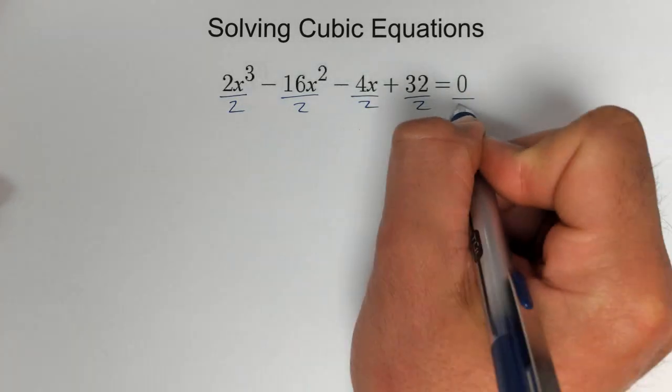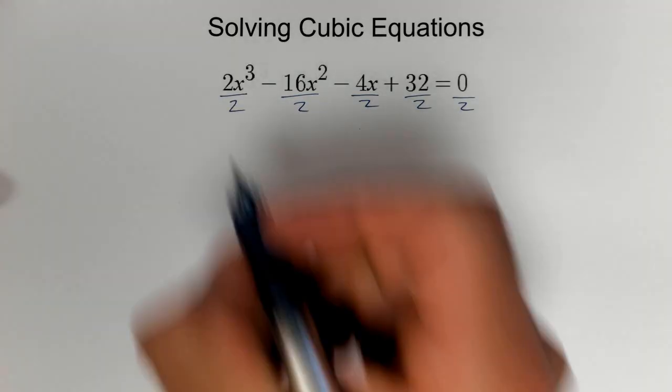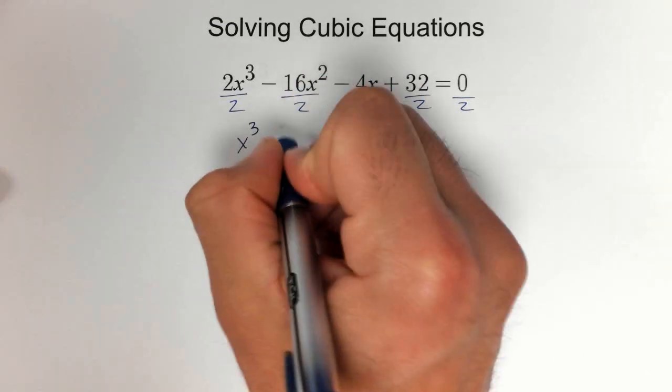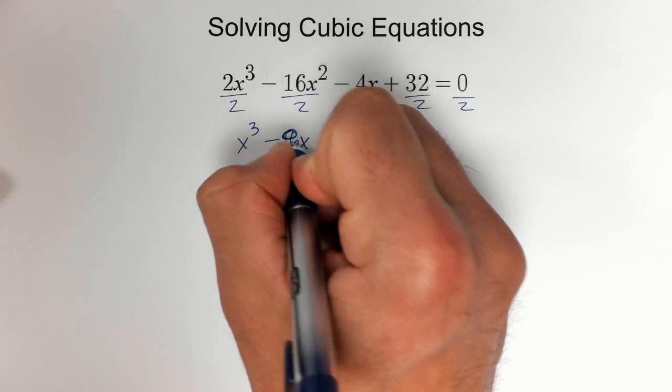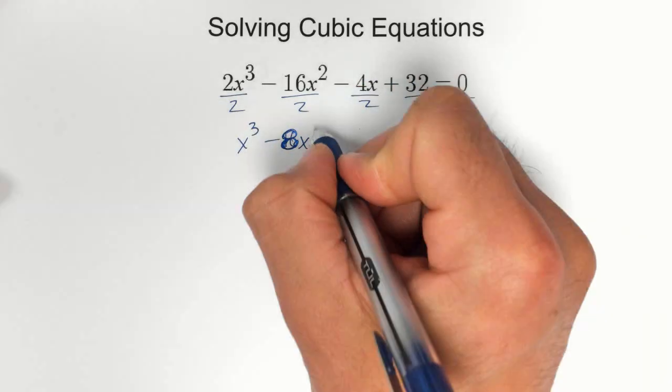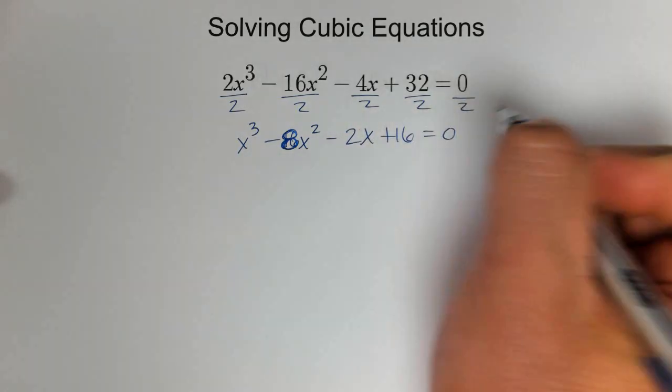So I'm going to do that. I'm going to simplify the equation by dividing everything by 2 so that I can work with smaller numbers versus bigger numbers. The problem will work the same either way, but this will simplify the process a little bit. And that leaves me with x cubed minus 8x squared, because I'm dividing it by 2, minus 2x plus 16 equals 0.